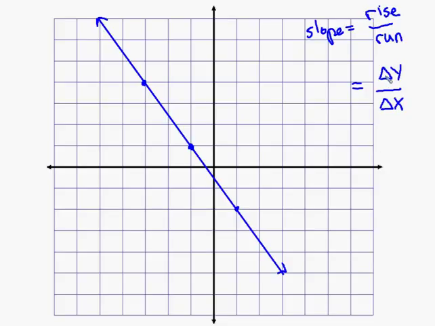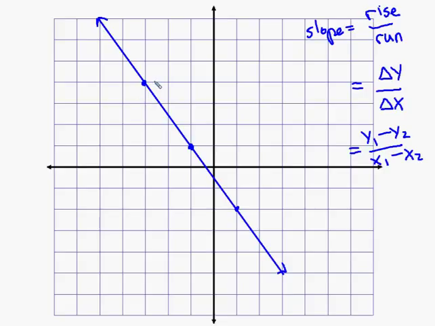Change in means to subtract. So if you want a formula, you're going to do y1 minus y2 over x1 minus x2. Now, your book or other textbooks may say put the 2 first and then the 1. It really doesn't matter. I just like to do the first point first and the second point second. You get the same answer in the end anyway.